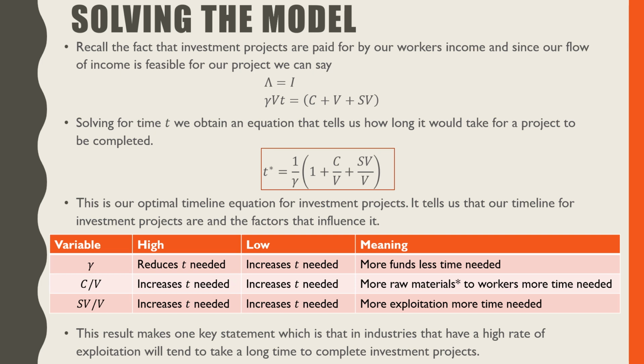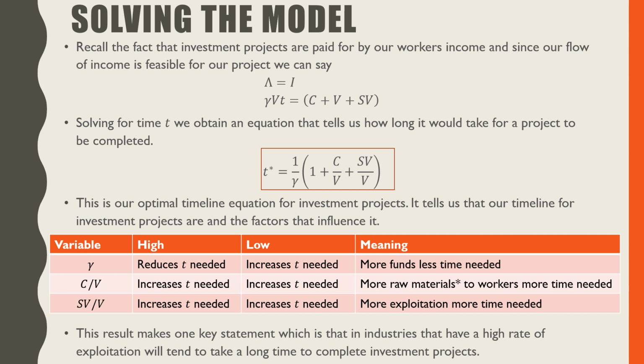So if we were to solve this for T, we obtain an equation that tells us how long it would take for a project to be completed. This is our optimal timeline equation for investment projects. It tells us our timeline for investment projects and the factors that influence it. So I made a little table over here.